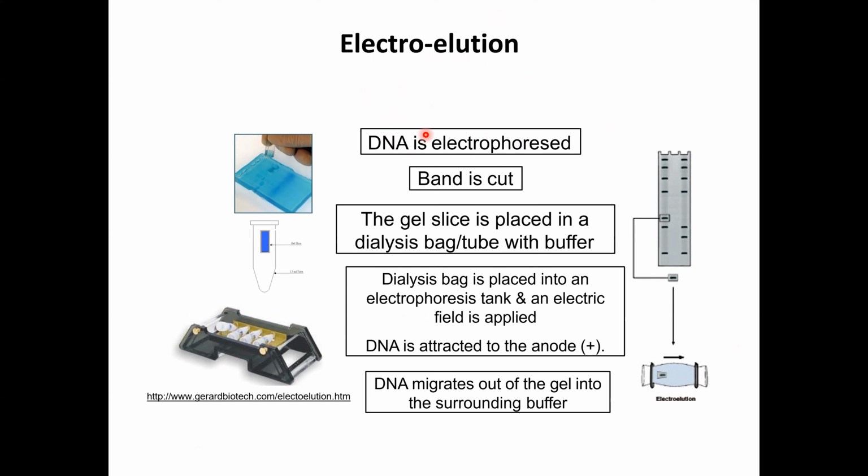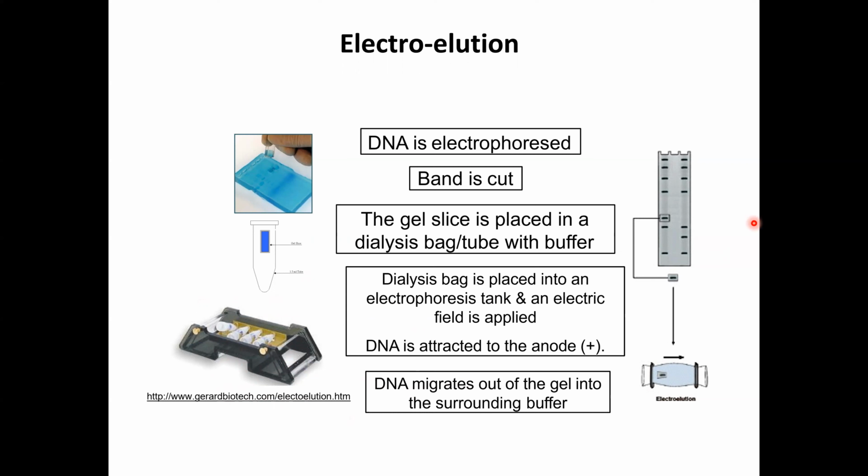You have DNA that has already been electrophoresed, then you have the band cut, the gel is sliced, and the gel slice is placed in the dialysis bag tube. Let's say this is the dialysis bag tube, and then the bag is placed into the electrophoresis tank, no? And then there will be some charges, the positive and negative charge. Then the positive charge, or the anode, will attract the DNA.